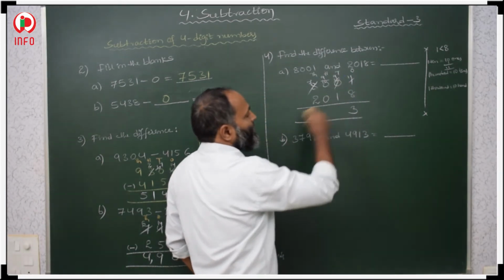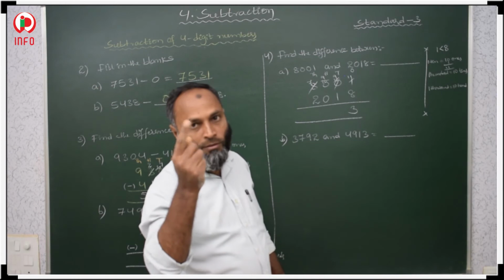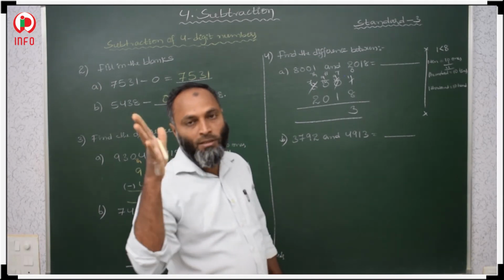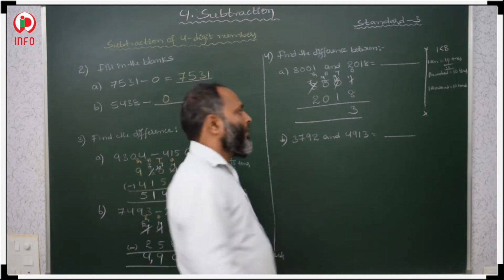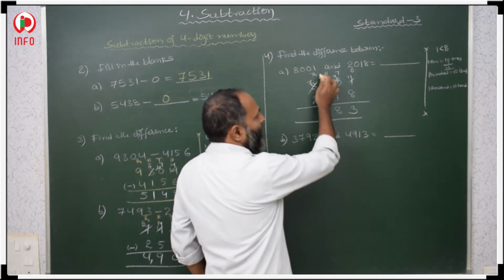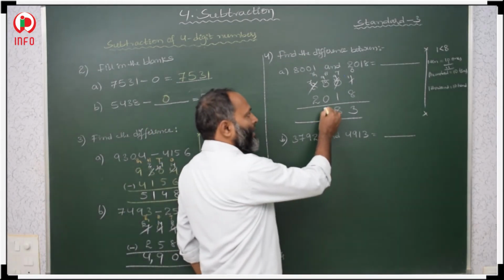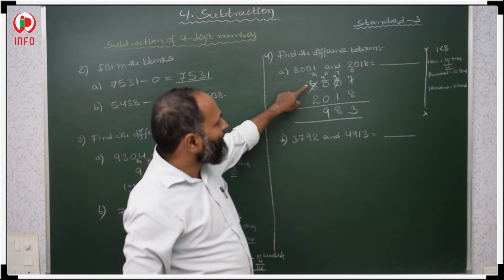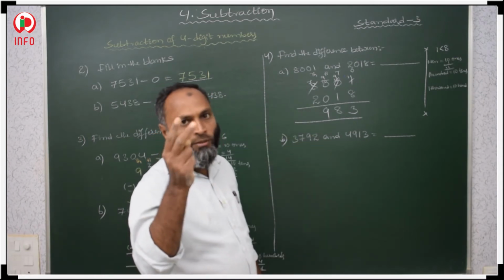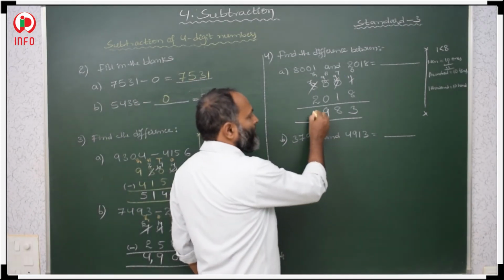3. 9 minus 1 means from 2 to 9 we have to count. 2, 3, 4, 5, 6, 7, 8, 9. Total how many? 8. 9 minus 0. 9 minus 0 is the number itself, that is 9. 7 minus 2 means 3 to 7 we have to count. 3, 4, 5, 6, 7. Total 5. These are the answers.